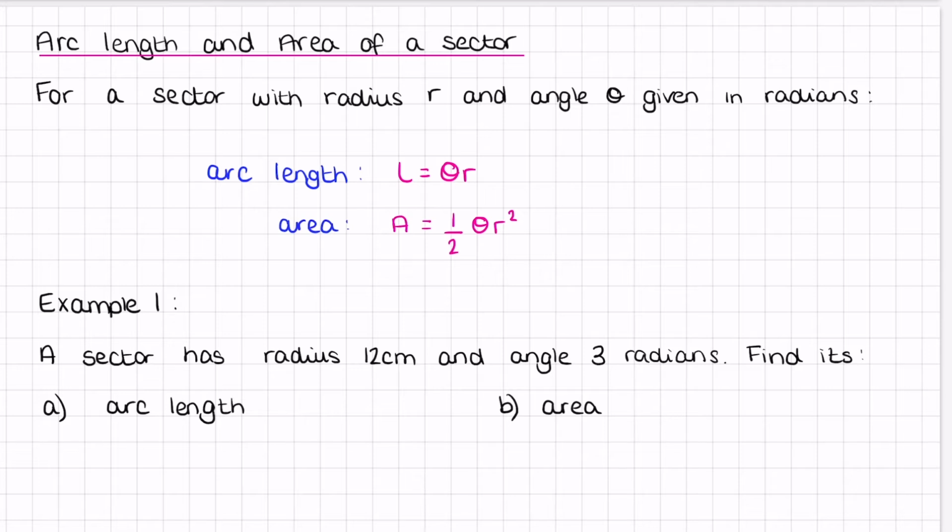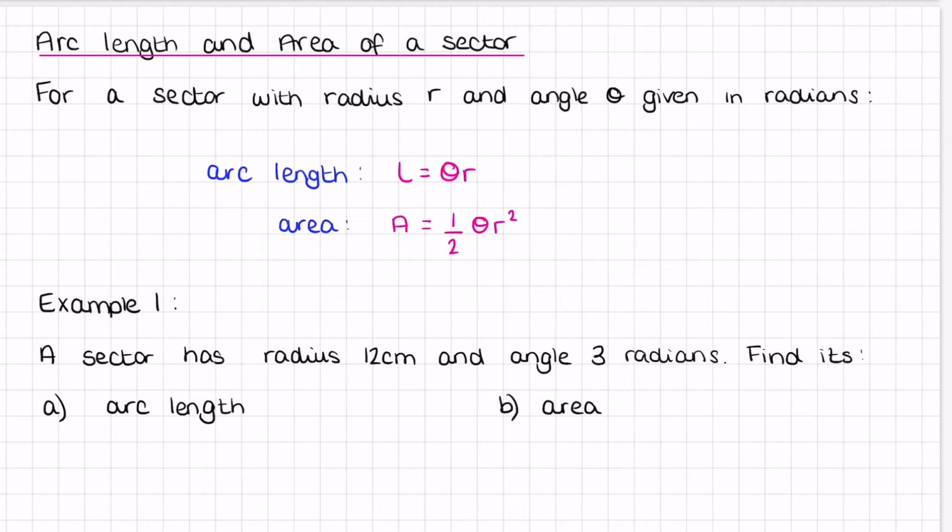So arc length and area of a sector. For a sector with radius r and angle theta given in radians, your arc length is length equals theta times r, or the angle times r, and the area is a half times the angle times r squared. Now, big point here is that these formulas only work for radian angles. If you have degrees, you need to convert it to radians and then use the formula.